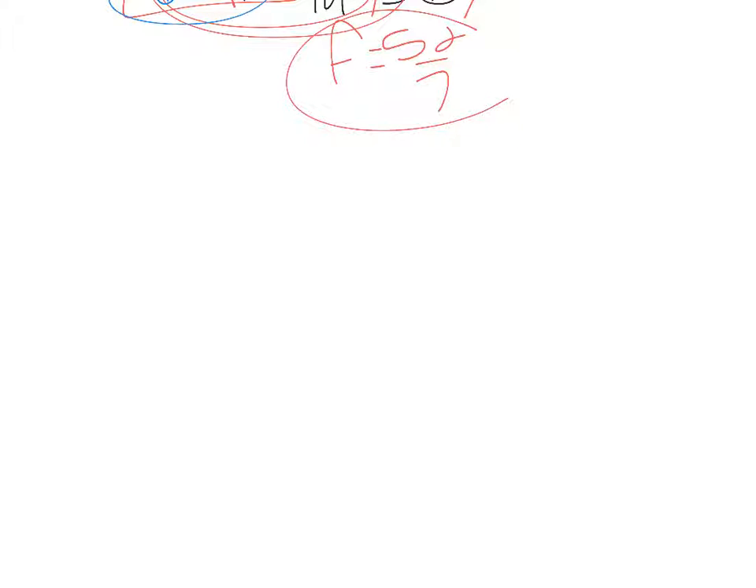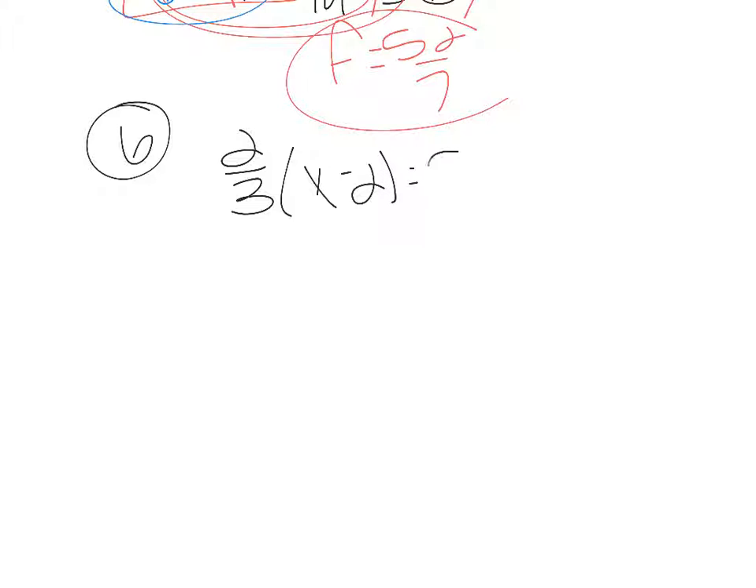Okay, let's look at another one here. Number 6: 2/3 times the quantity x minus 2 equals 5. Now, if I were to distribute that 2/3, I want you to notice that I would get 2/3 x minus a fraction. And then I'm going to end up having to add that fraction to both sides. I'm going to have to find a common denominator. It's going to be a lot of work.